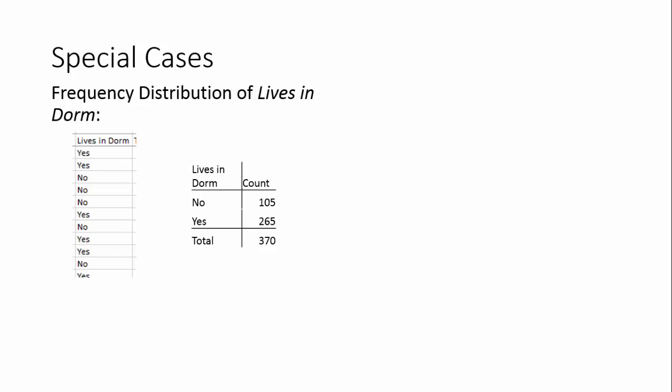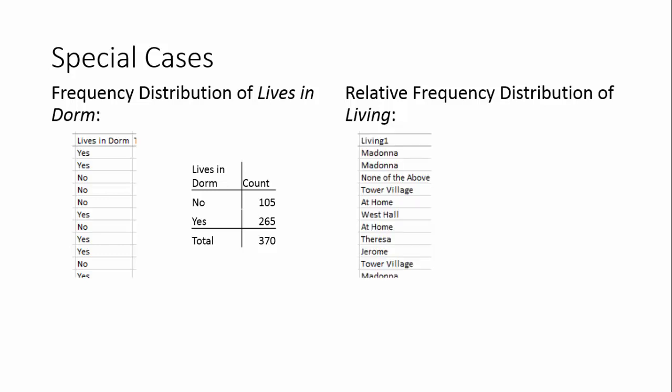Another special case could be found if I were to look at the relative frequency distribution of living, which is a funny variable. I called it living, living arrangements or something like that. And you can see that it is actually a little bit more detailed. Do you live in Madonna? Do you live at home? Do you live in Jerome? Do you live in Tower Village? So forth and so on. So this is some detail.